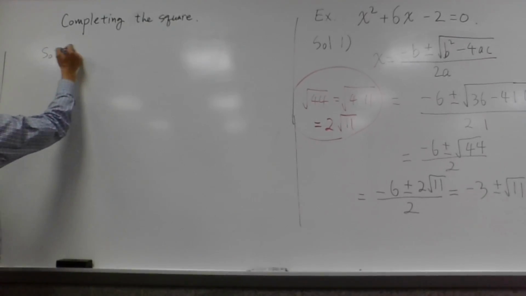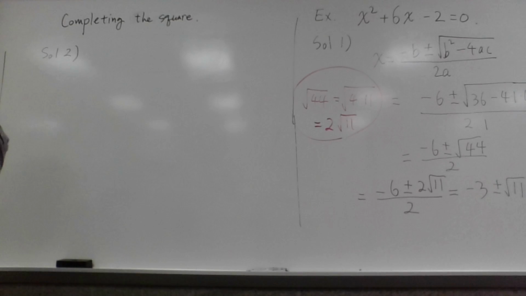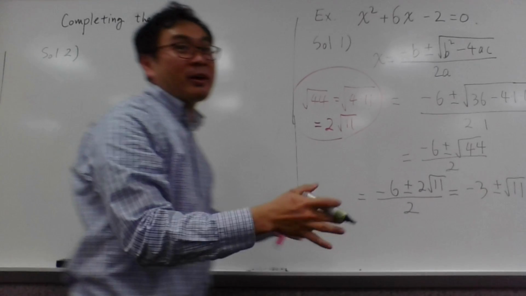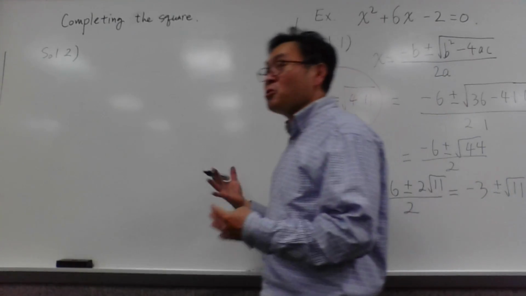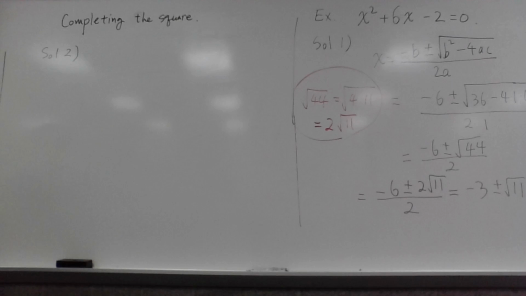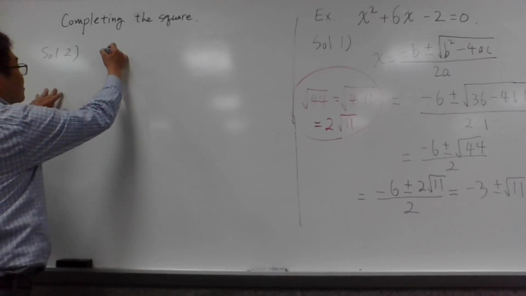Solution 2. And this is the completing the square method. Everything until here was a preamble. I was just trying to lead you gently into this, because if you just see it for the first time, it's confusing. All right, so step 1 is this.